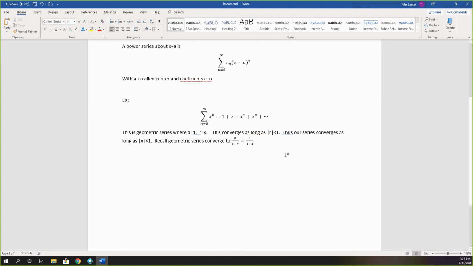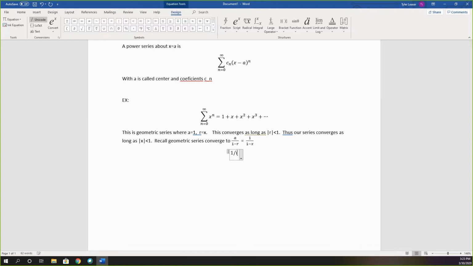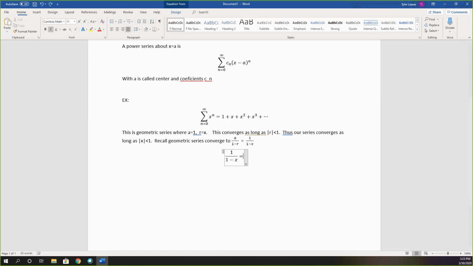This is a very powerful thing that we just showed. What we just showed is that 1 over 1 minus x is the same thing as our infinite series, 1 plus x squared plus x cubed plus forever and ever and ever.